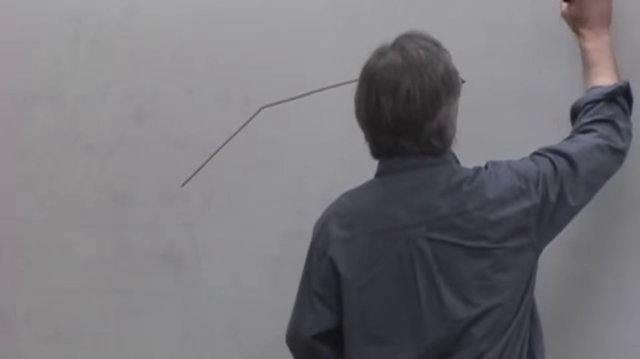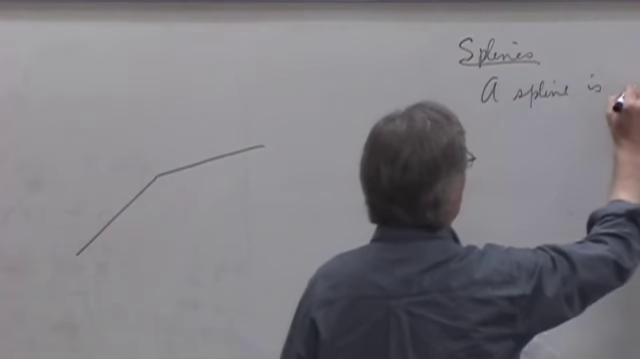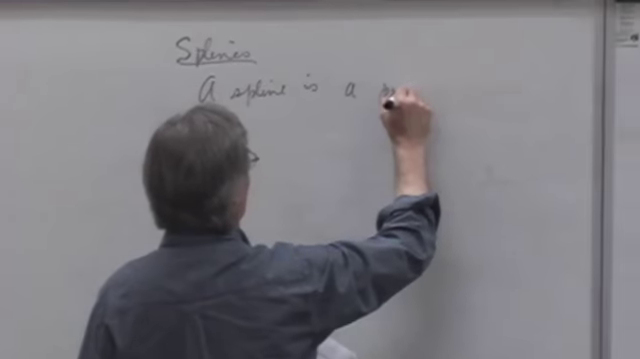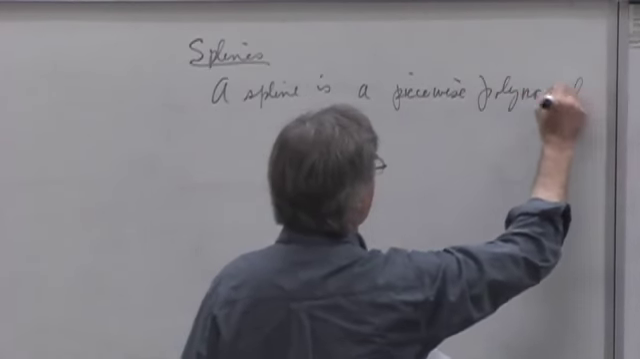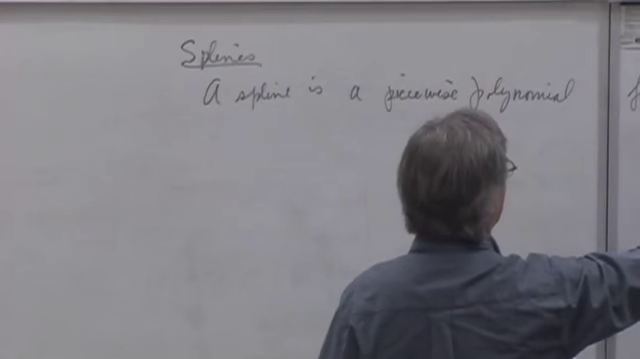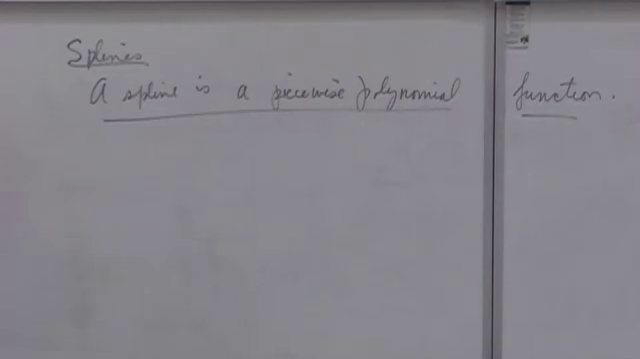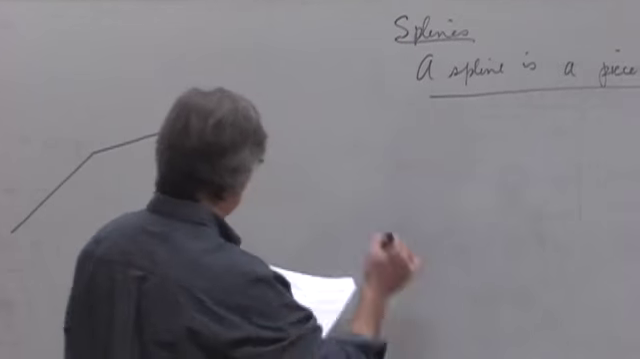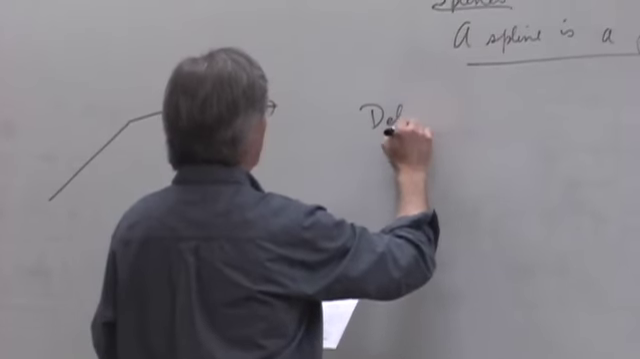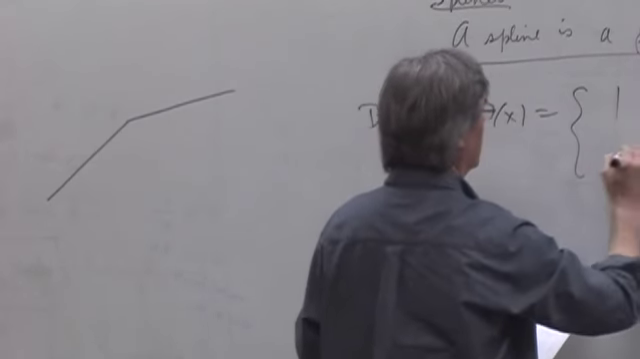So, what is a spline? It is a piecewise polynomial function. And just to give an example first, to play with it a little bit, let's just define one and see where it takes us. So first I'm going to define the Heaviside function, capital H of x, to be equal to 1 if x is greater than or equal to 0, and 0 if x is less than 0.